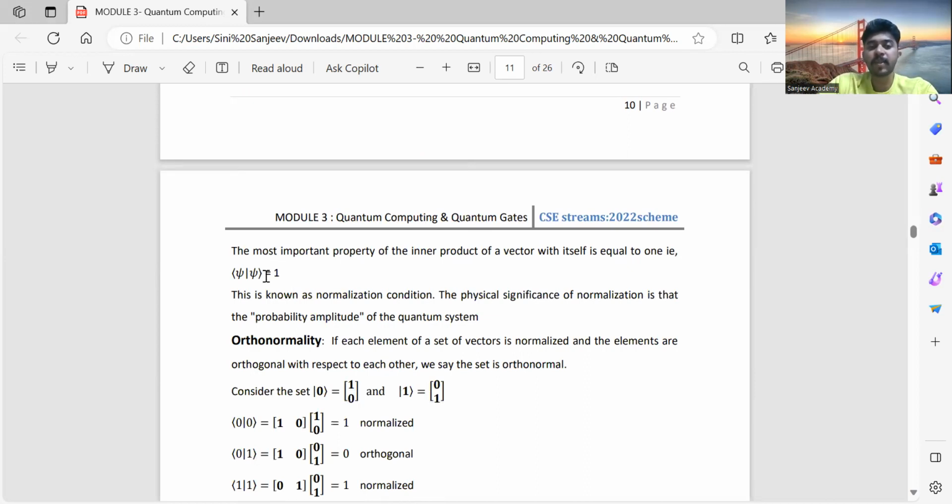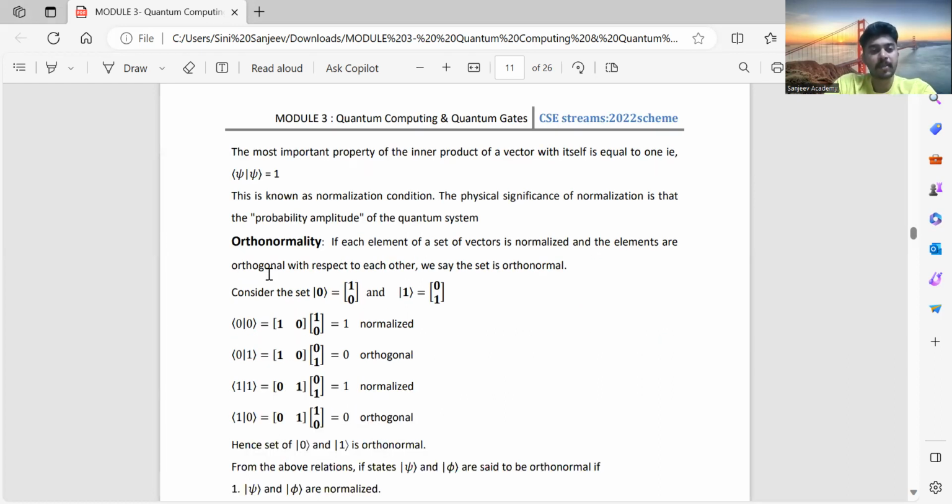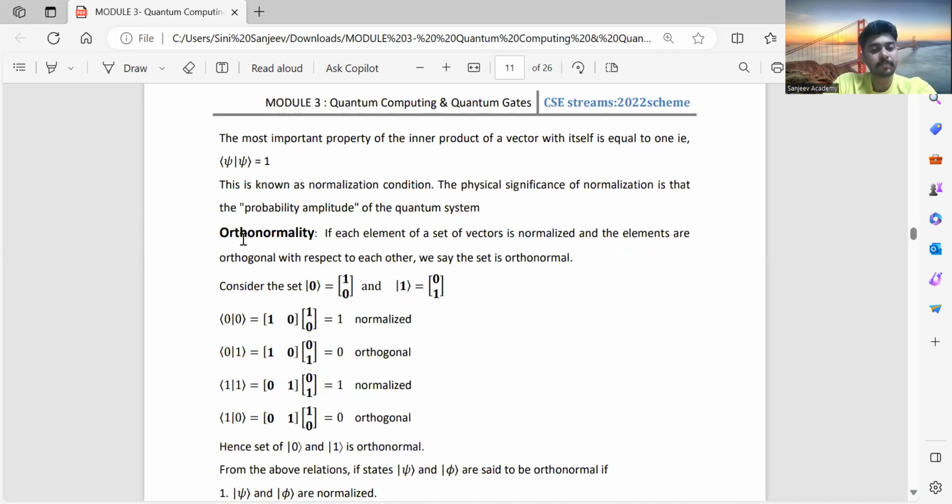Okay, so suppose I get the value as 1, it is called normalization. If I multiply two vectors and I get 1 as the answer, then it is said to be a normalized vector. Anyway, you'll be clear about it now. Orthonormality. <0|0>: 1 0 in row and 1 0 in column. If I'm getting the answer as 1, it is normalized.